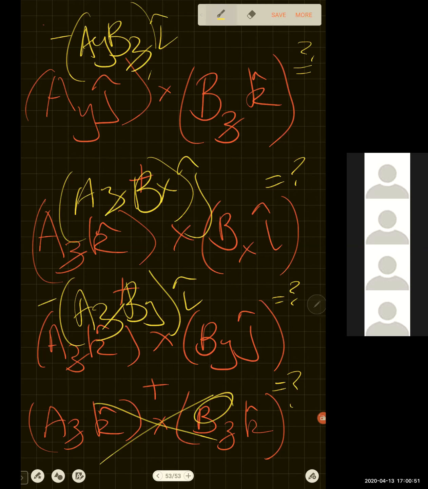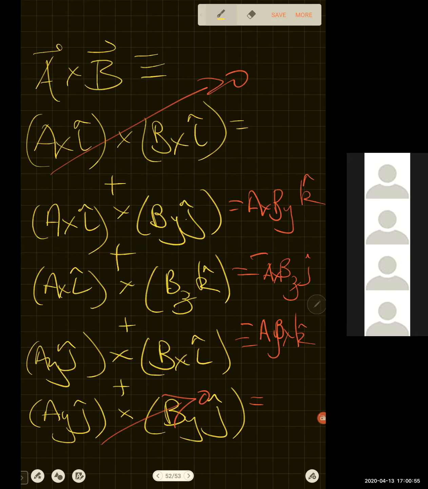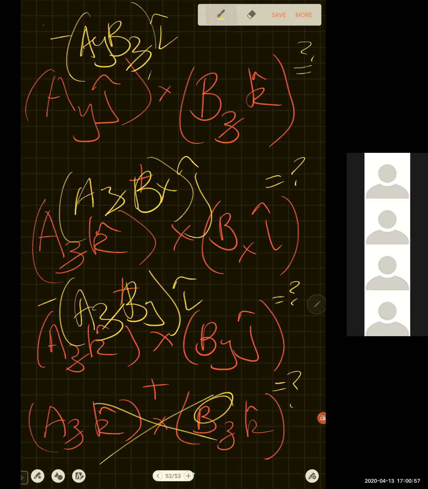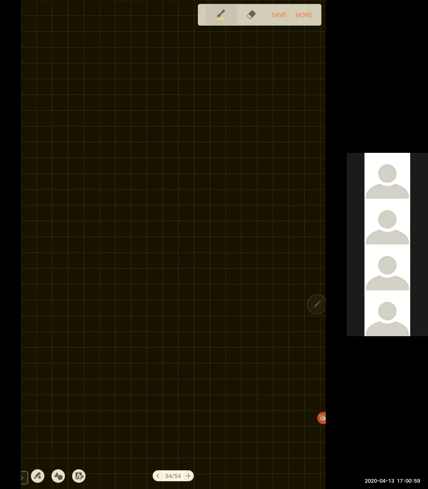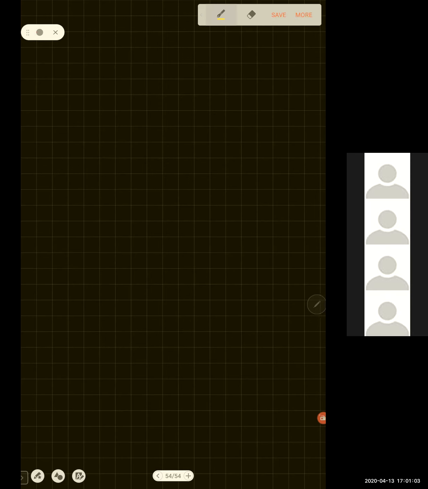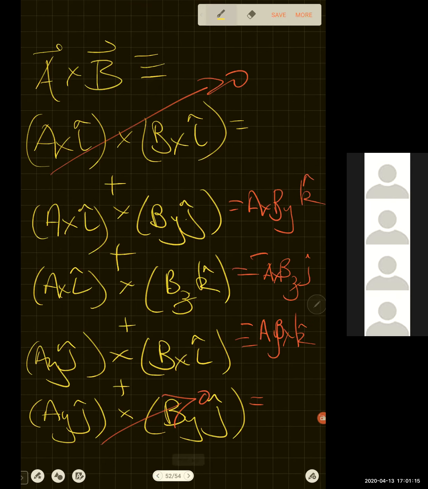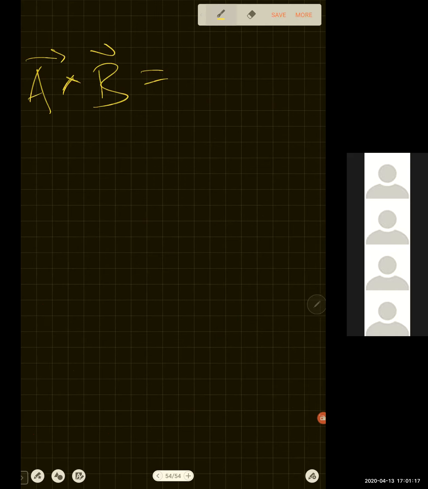I now have the three terms from this list and the three terms from the other list. Let me look at them. I'm going to put them all together now. I'm saying that A cross B equals the sum of all of those terms that I got. What were they? Well, the first, I got AX, BY, K.